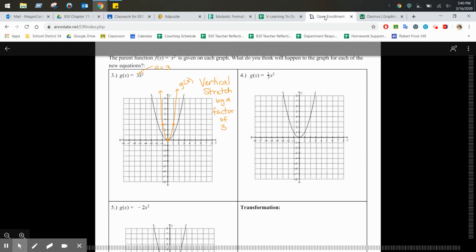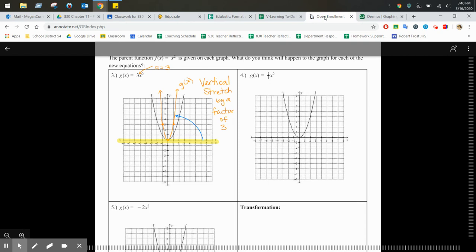And again, we call it a vertical stretch because it's in reference to this x-axis, and it is pulling away. It's stretching away from the x-axis compared to that original one. It's stretching away from it. All right, so that's what happens if I multiply it by 3.